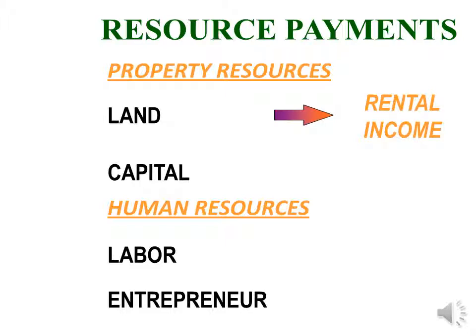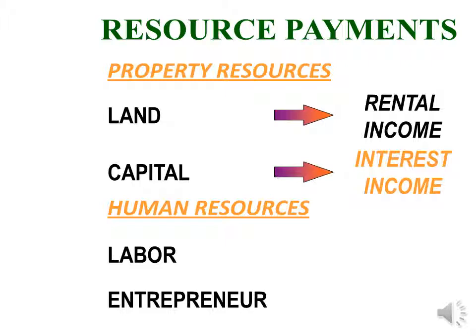Capital. Capital are manufactured tools or aids used in the production process. So for instance, machines, equipment, these types of items are capital resources. Capital receives interest or interest income. When a business purchases a piece of capital, economists refer to this as investment.